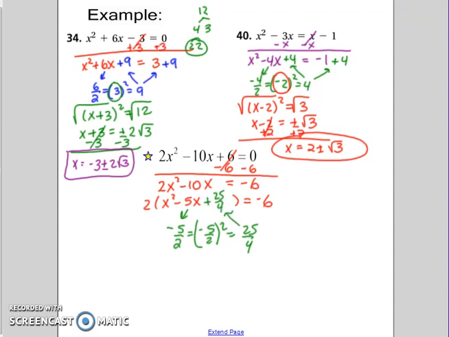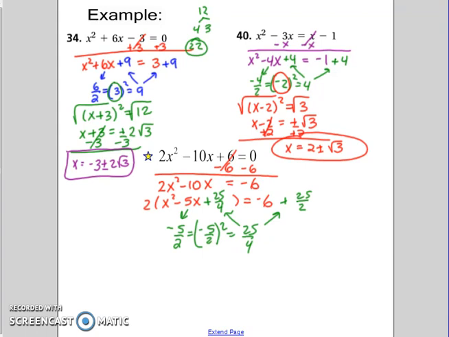But because there's a 2 on the outside, if I distribute the 2 back in, 2 times x squared is 2x squared, so that matches up. 2 times negative 5x is negative 10x. So I also have to do 2 times 25 fourths. So that's just 25 halves. So what I'm doing on this side is I'm adding 25 halves instead of 25 fourths. Okay, so I physically wrote 25 fourths on the left-hand side, but because of that 2 being on the outside, the actual value that I put there is 25 halves. So I'm adding 25 halves to the other side as well.